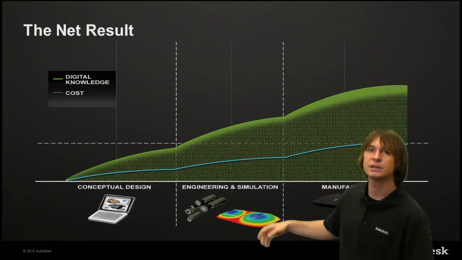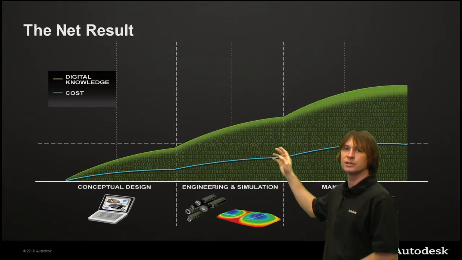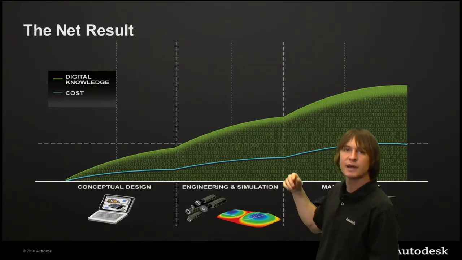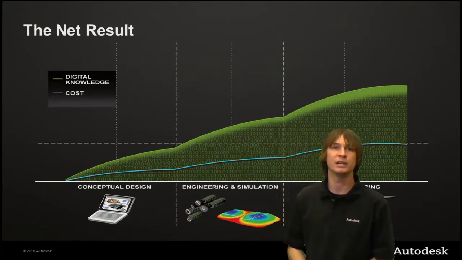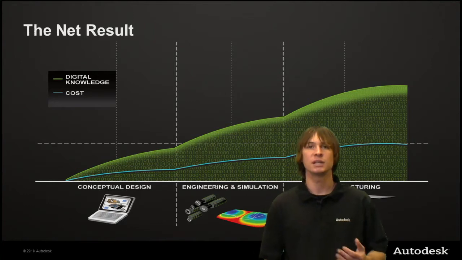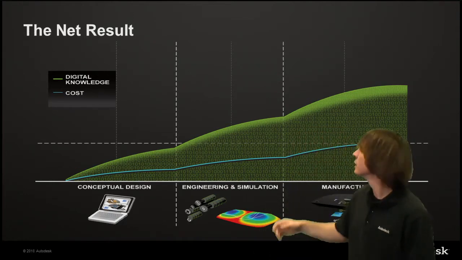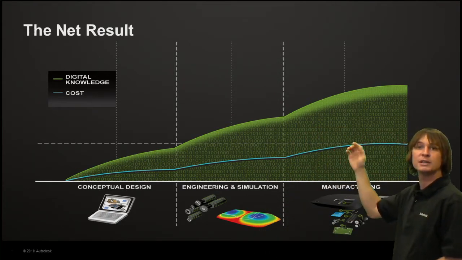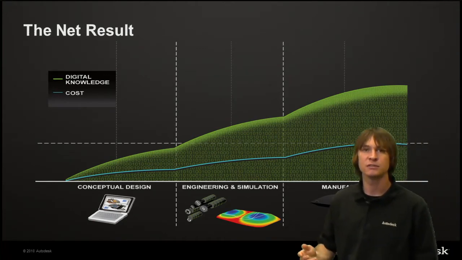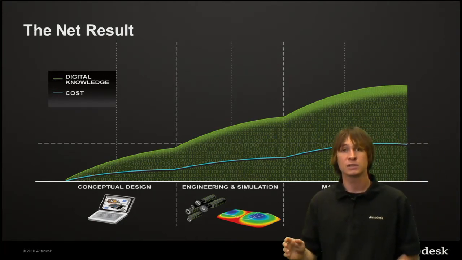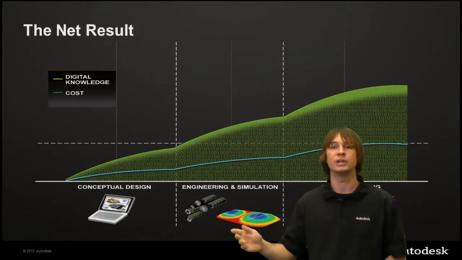So as you can see, as digital knowledge increases, the cost decreases. That's because there is a reduction in the amount of duplication of effort needed because all of your information is in the same location. In addition, the number of prototypes that are created is significantly reduced as well. Being that prototypes are very expensive, this saves you a lot of money. How is this done? With upfront engineering and simulation.